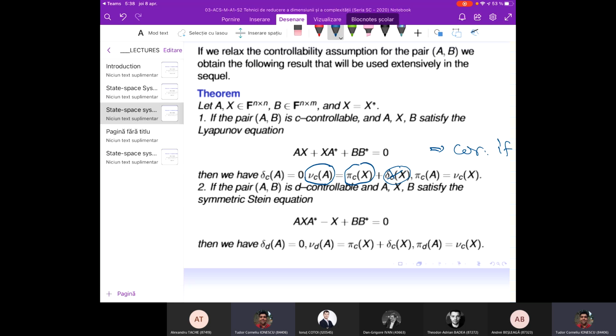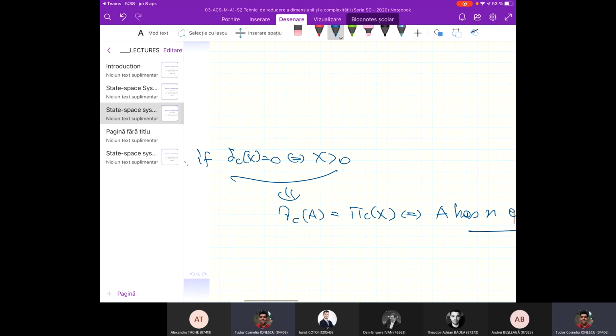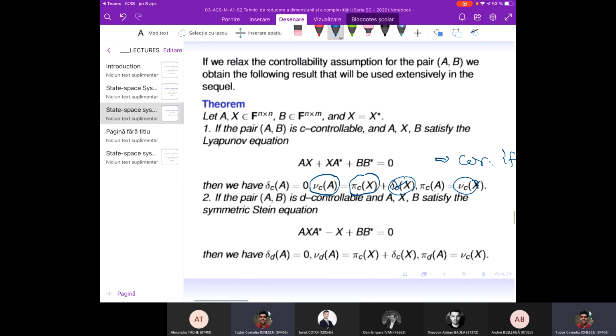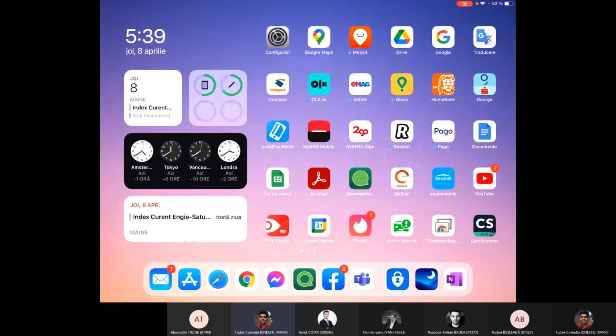Same holds for the number of negative eigenvalues of X. And also this is 0. So if delta C and nu C are 0, also nu C of X equals 0. So you have to have both conditions. Then X is positive definite, and you recover the stability result, which I asked you to check in the previous assignment, if you remember.